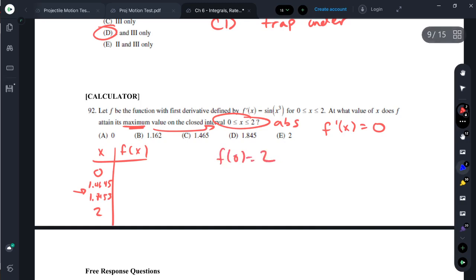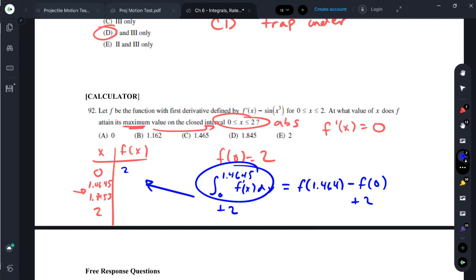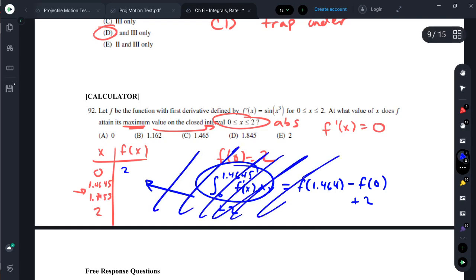Had we been given something like f of 0 was equal to 2, and we weren't given this, but had we been, we would do something like this. The integral from 0 to 1.4645 of f prime of x dx equals f of 1.4645 minus f of 0, which is 2. And then we would just add the 2 to both sides. We could type this into our calculator, add 2, and that would go here, and we would just keep repeating that process. But they didn't give us anything like this, so that makes this a trickier problem.